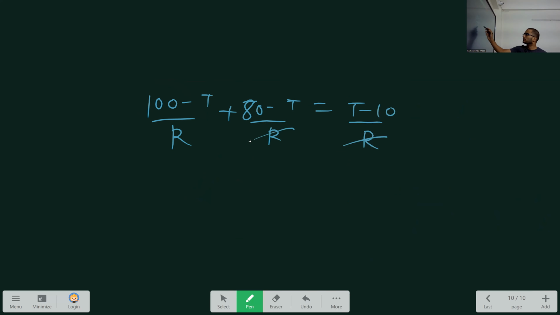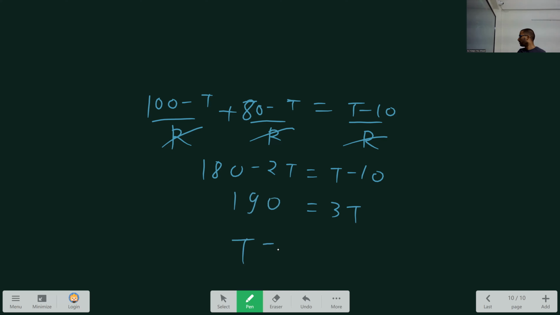So R cancels out. So this will be, students, 180 minus 2T equals T minus 10. So 3T will be 190. So T will be 190 by 3. So this will be the junction temperature.